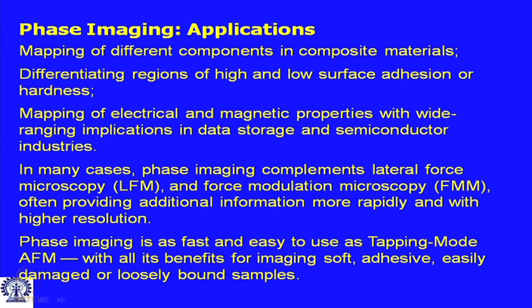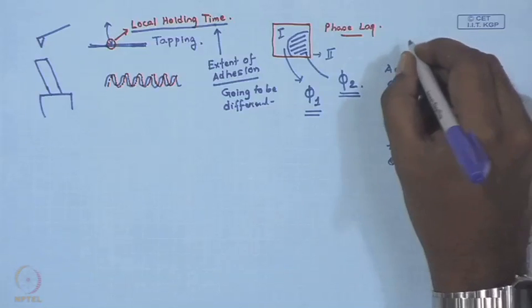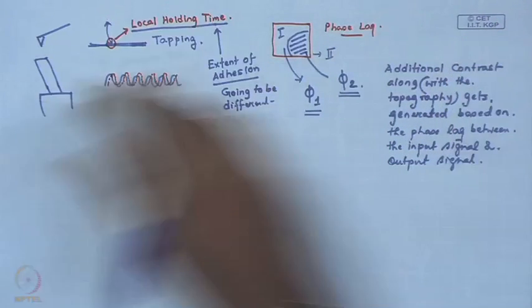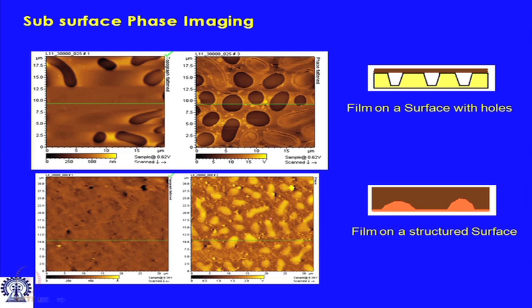In many cases phase imaging complements lateral force microscopy and force modulation microscopy, something which we are going to talk about in a little detail. Phase imaging is fast and easy to use in tapping mode with AFM, with all the benefits of imaging soft, adhesive and loosely bound samples. So, this is a very nice extension. You do not have to do anything really, no additional fixture is required. This phase image comes as an auxiliary output to the standard intermittent contact or tapping mode. This is a couple of examples.